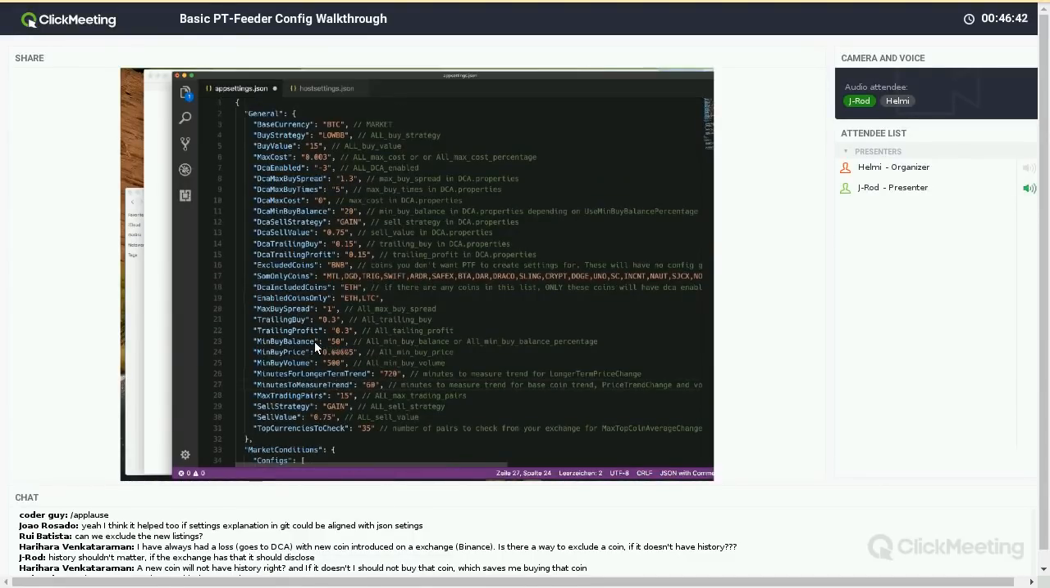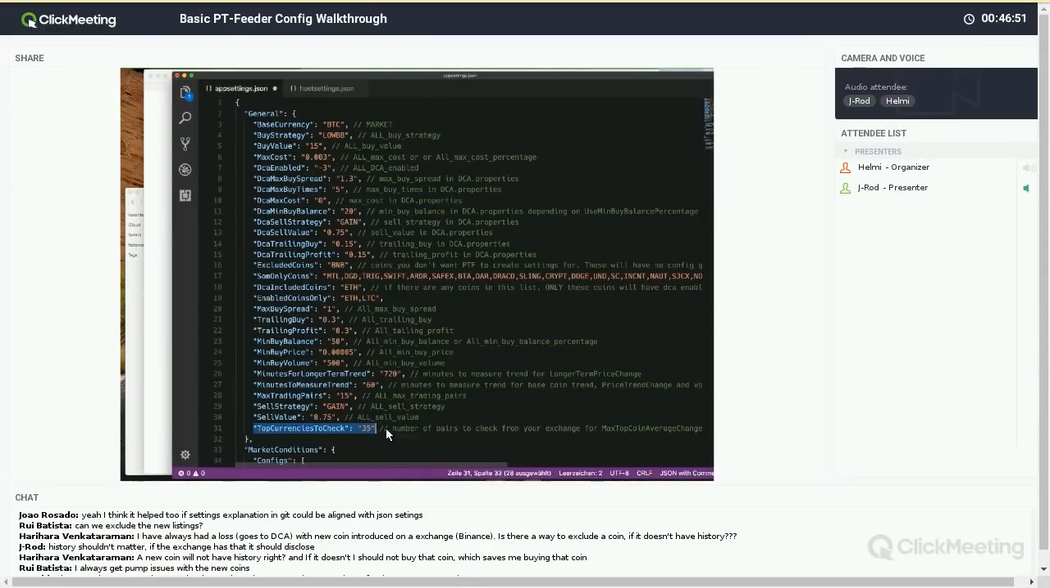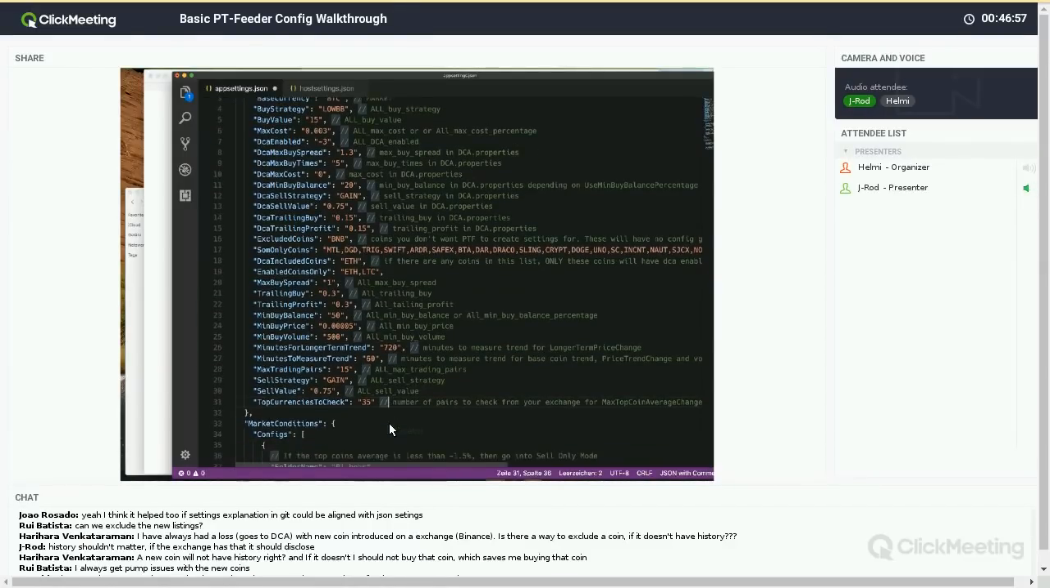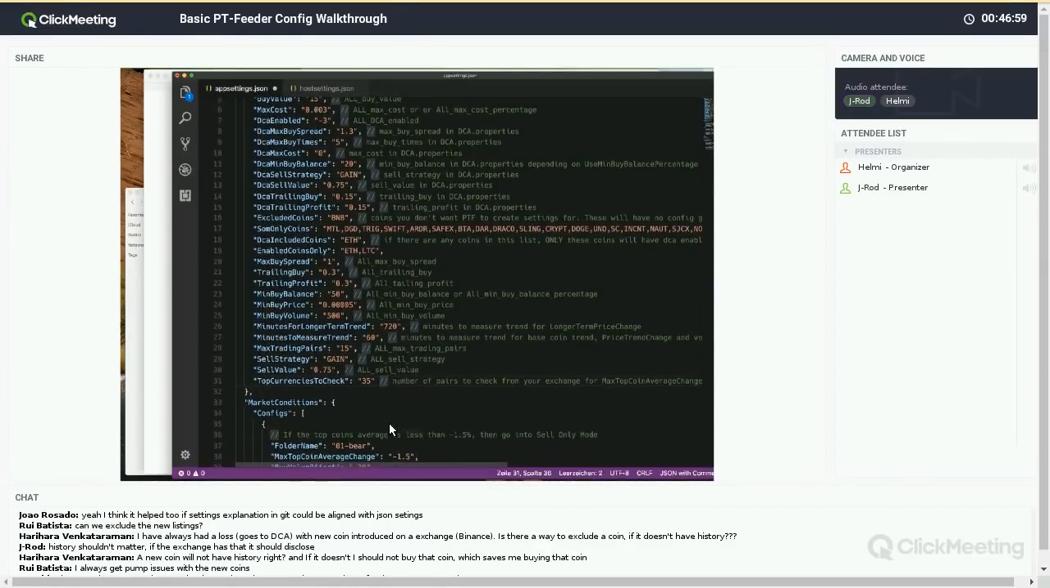The top currencies to check. Helmi, you know a little bit more about this with the USDT thing, but typically if you're in Bitcoin, this works just fine. This looks to the CoinMarketCap API, does an API call, and says what is the top n number of pairs, and how have they been doing in the last 60 minutes. It looks at the minutes to measure trend.